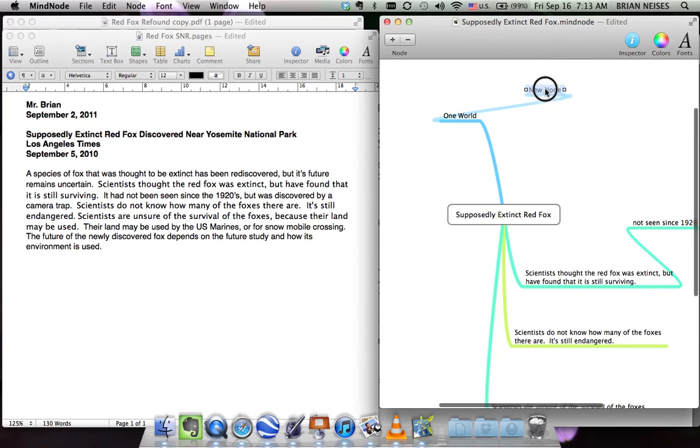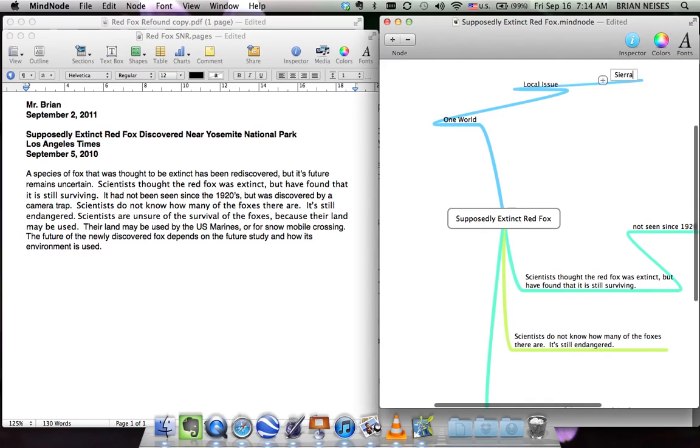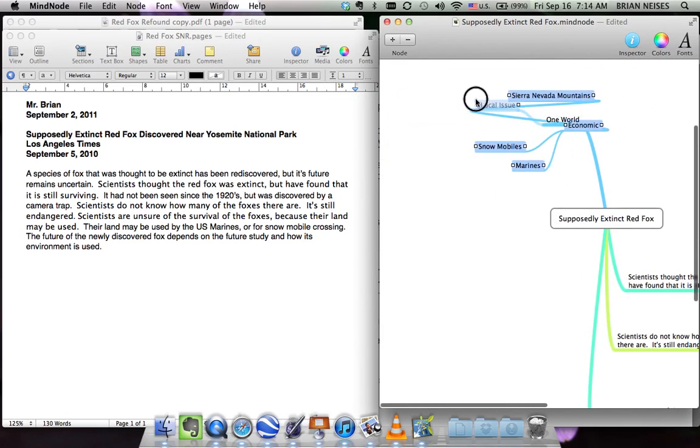But just to categorize my thoughts, the first idea is that this is a local issue, and that's local to the Sierra Nevada Mountains. And this is also an economic issue because of the Marines and the snowmobiles. So if we look at those things, let's maybe give myself some more room over here.